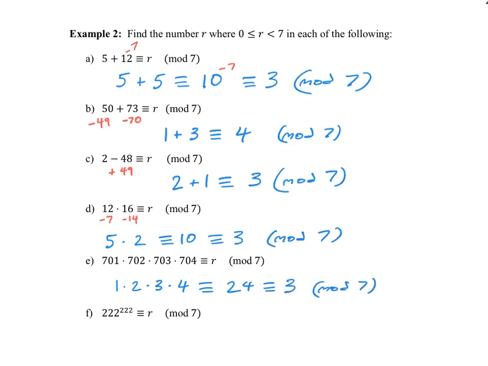So that covers us for the basic ideas of adding, subtracting, and multiplying. You can do it like normal, just recommended to make the numbers smaller first. What about dealing with powers? What if we have some really big number, like let's take 222 to the power 222.